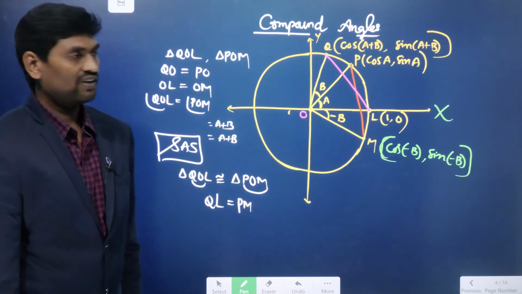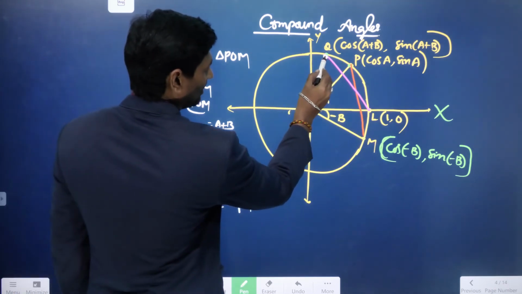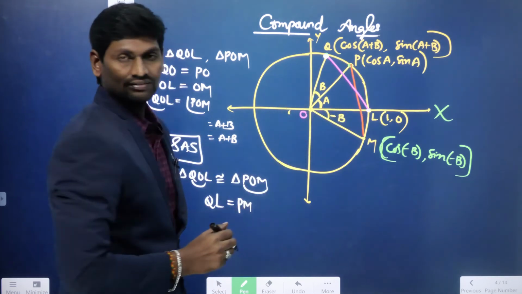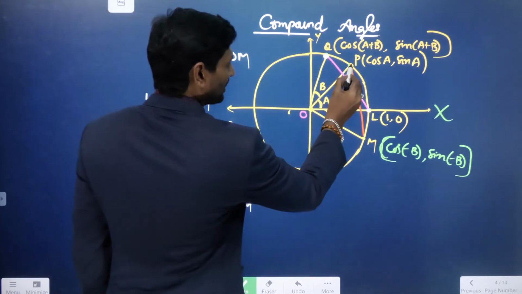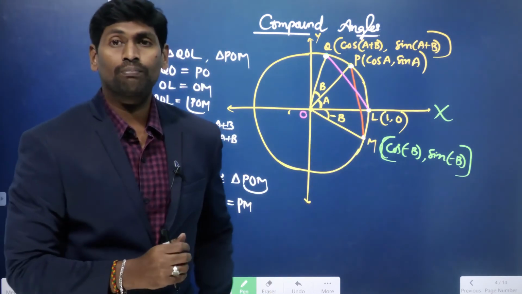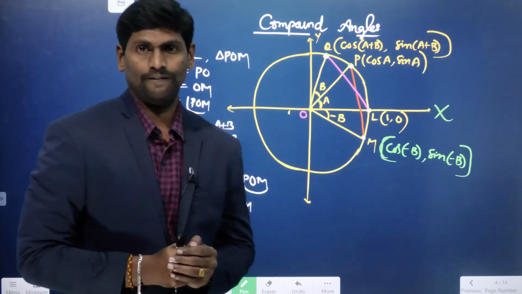Okay? So what is QL? QL is nothing but the distance between Q and L, and PM is nothing but the distance between P and M. Now we need to use the distance formula from coordinate geometry.